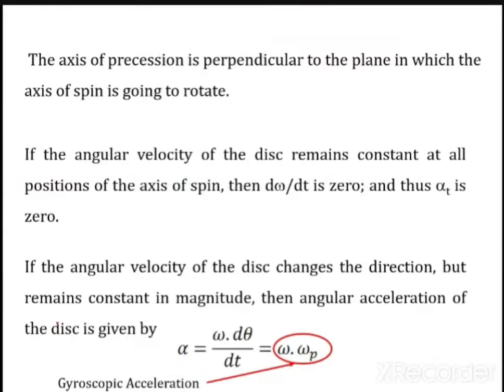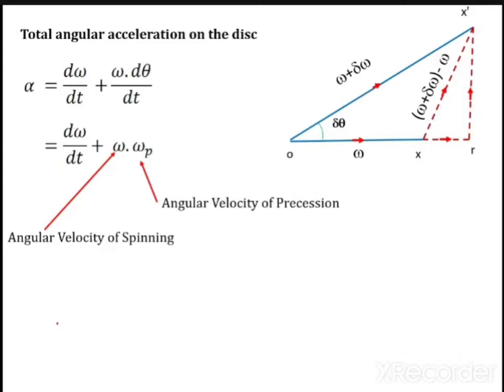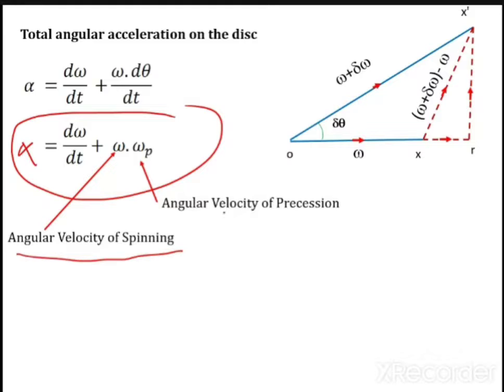Now I have got a total acceleration. Now what is total acceleration? This total acceleration alpha is equal to d omega by dt plus omega into omega p. Okay, now this is the thing about the total angular acceleration. Now omega is nothing but the angular velocity of spinning, omega p is the angular velocity of precession. Now let us understand what is gyroscopic acceleration.